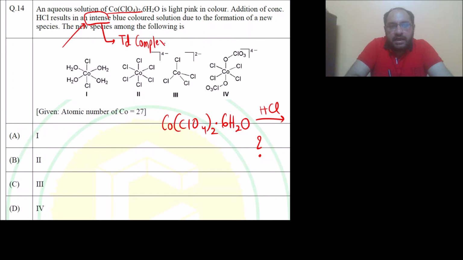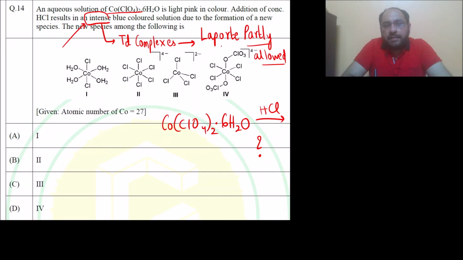Why? They are very intensely colored complexes because in the Laporte selection rule, it is Laporte partly allowed. That is, it has relaxation in the Laporte selection rule. That is why it gives intensely colored complexes. Whereas in octahedral complexes, it is Laporte forbidden as well as spin forbidden.